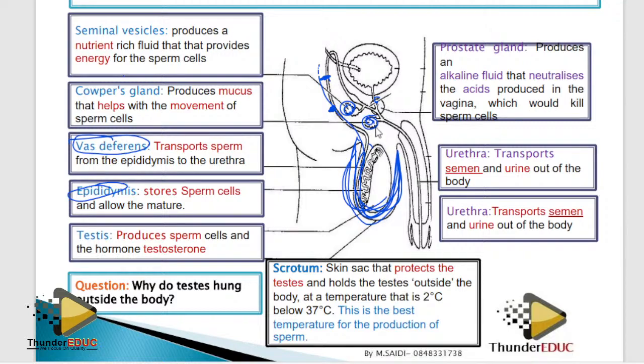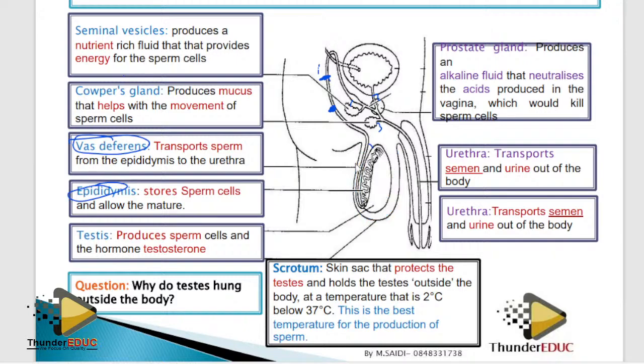How do we call these glands? These three glands, one, two, three. We call them accessory glands. But sometimes when we bring it, people don't know which one is which. Okay, use this technique to know these glands.